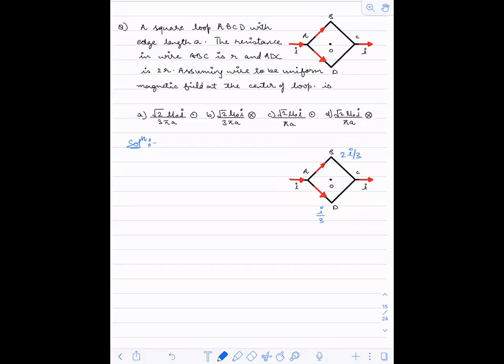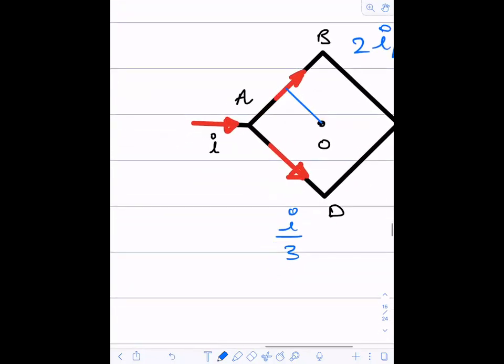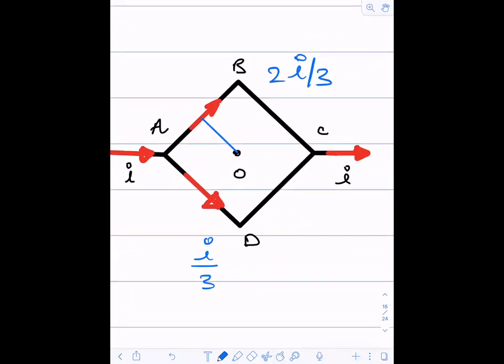How have I calculated it? By using the current division rule in a parallel circuit. Now the magnetic field values we have to calculate. For that I should know this perpendicular distance. So what is this distance? Can anyone tell me? Yes, this blue color line, A by 2. Good.